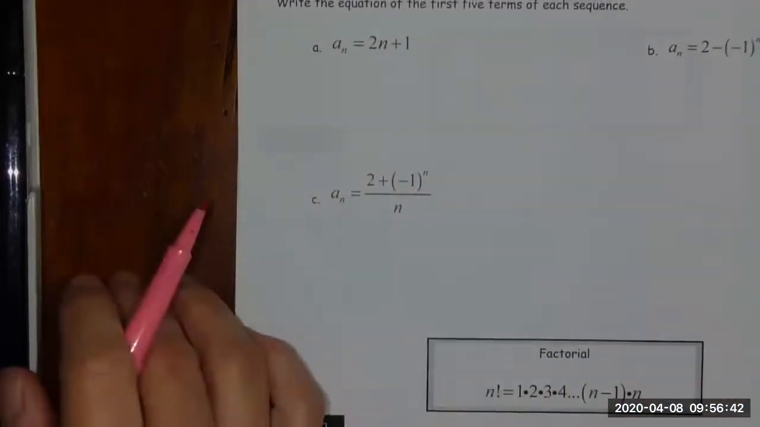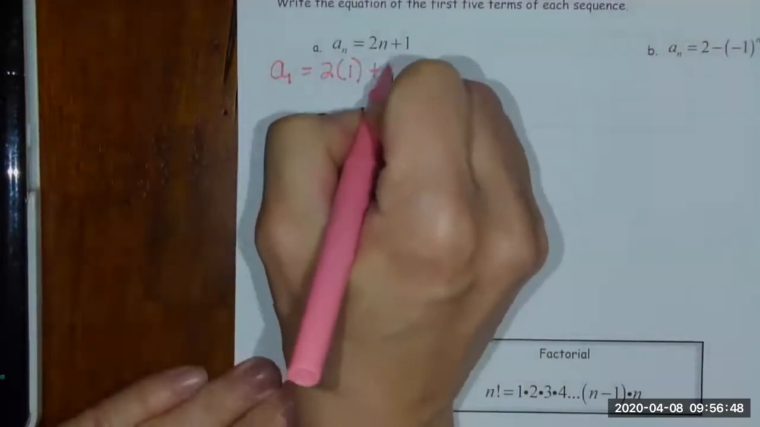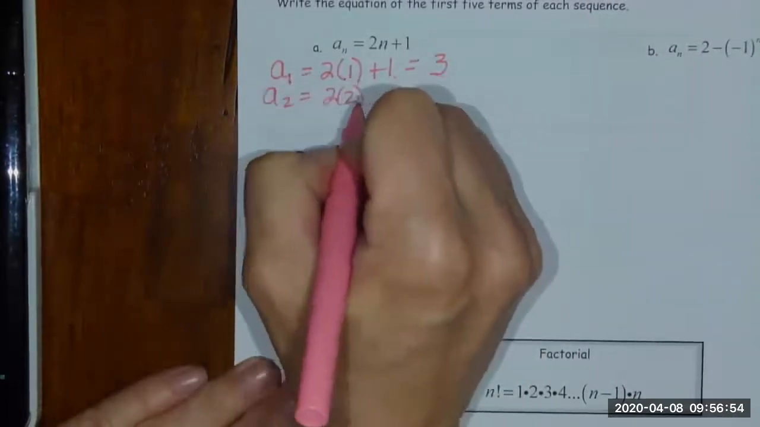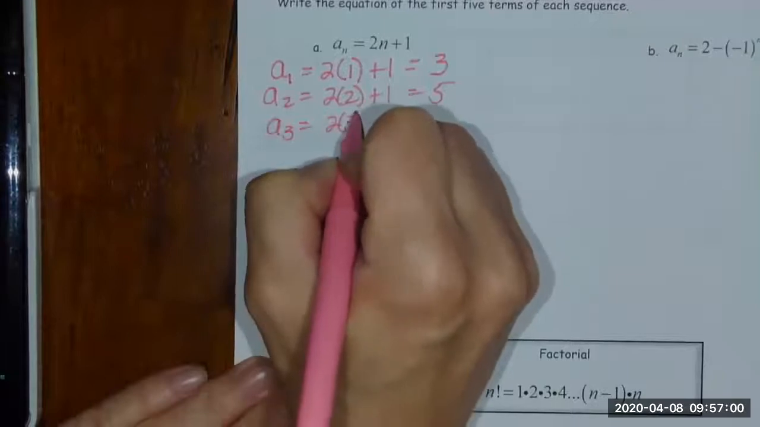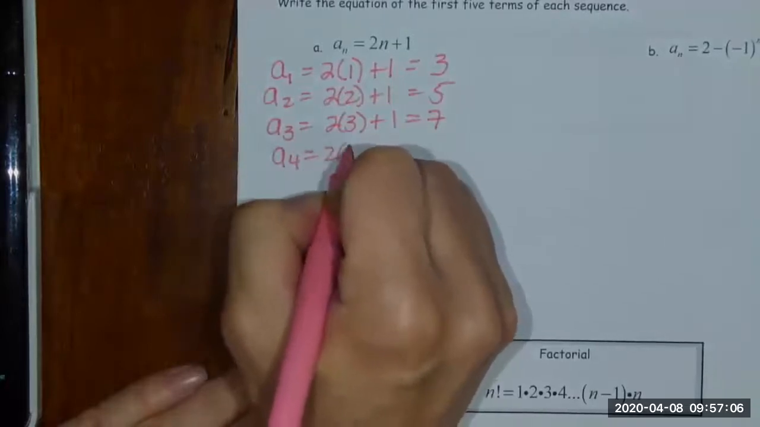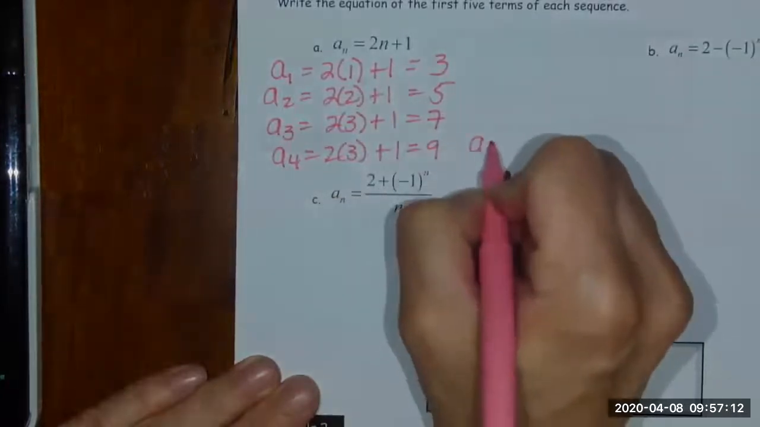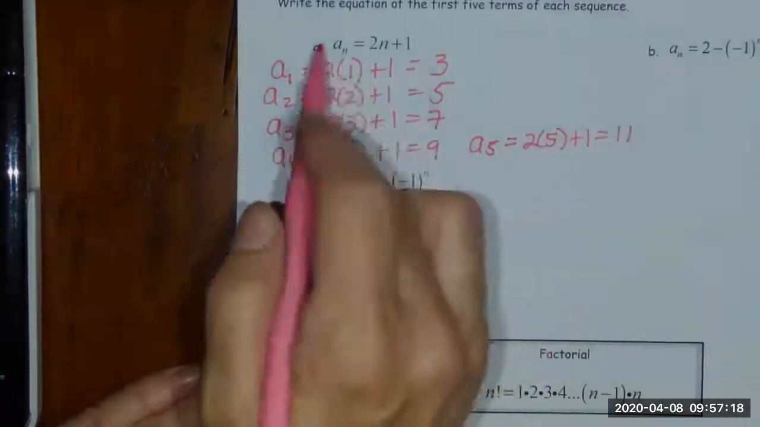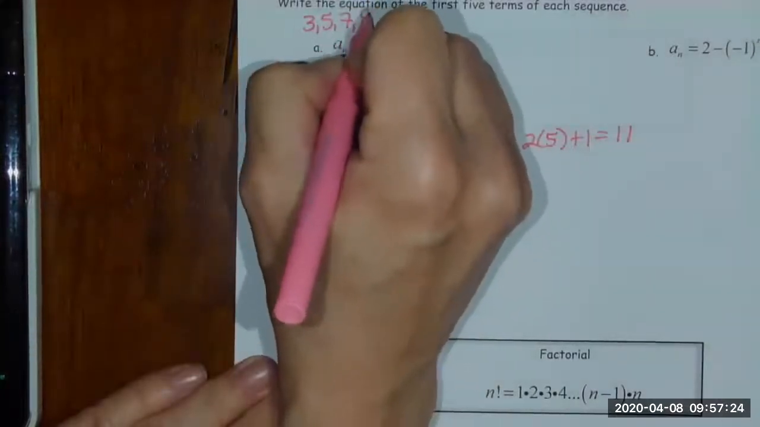So if I wanted to write the first 5 terms, I can say a sub 1 equals 2 times 1 plus 1, which equals 3. a2 equals 2 times 2 plus 1, which equals 5. a3 equals 2 times 3 plus 1 equals 7. a4 equals 2 times 4 plus 1 equals 9. And then, of course, I'm out of room because I write too big. a5 equals 2 times 5 plus 1, which is 11. So to write the first 5 terms, I would write 3, 5, 7, 9, 11.